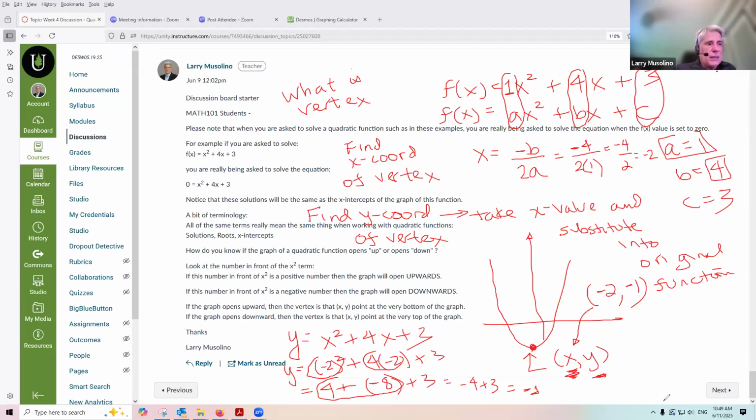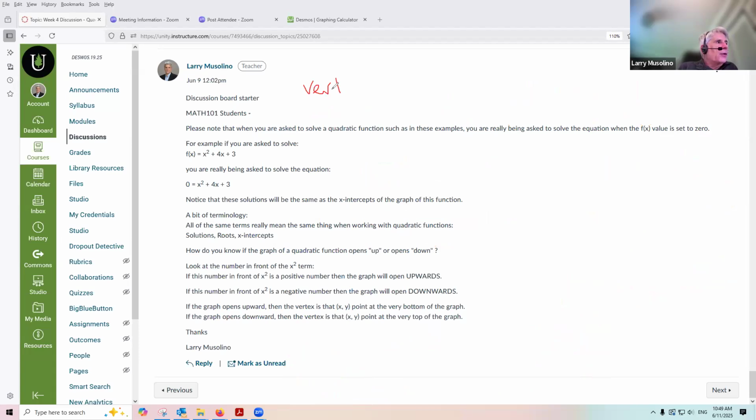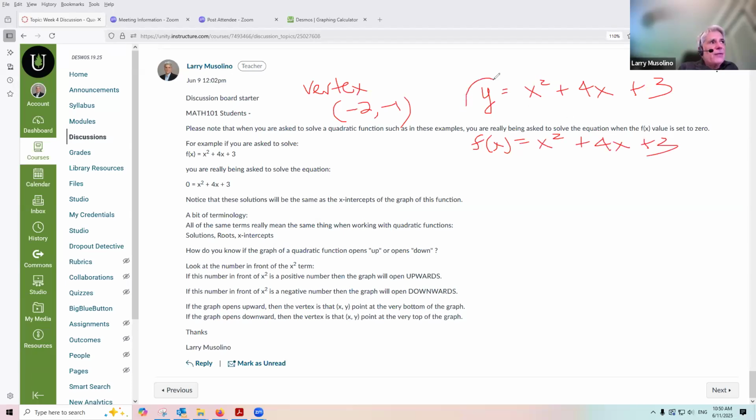Another item we'd like to know for these graphs is what are the x-intercepts and what are the y-intercepts? So let me just write down the vertex we already figured out as negative 2, negative 1. Let me write the function again: y equals x squared plus 4x plus 3. By the way, remember, anytime you have a function f of x equals x squared plus 4x plus 3, you can replace the f of x with a letter y because f of x and y mean the same thing, so they're interchangeable. All right, let's find the x-intercepts.